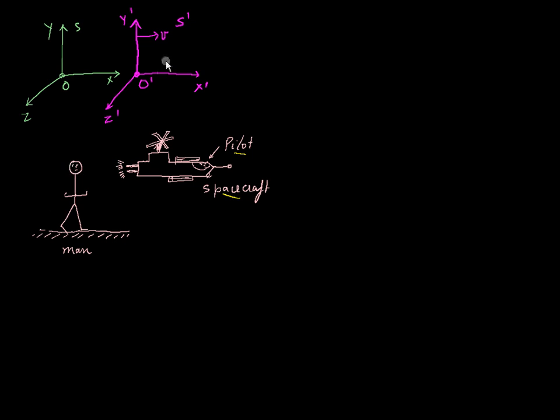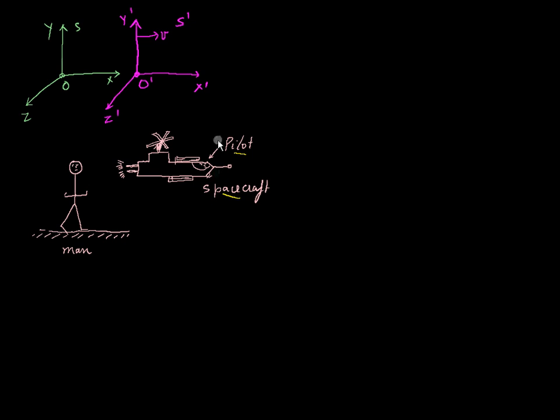And the second one, S prime, is basically the representation of the spacecraft, and v is the relative velocity, that is the velocity of the spacecraft, and O prime is the observer, right now the pilot. So I hope I have made it clear.